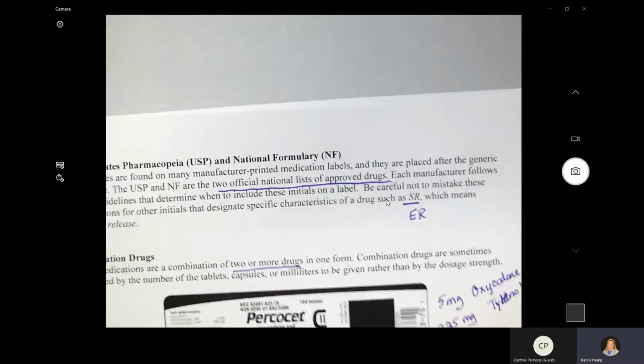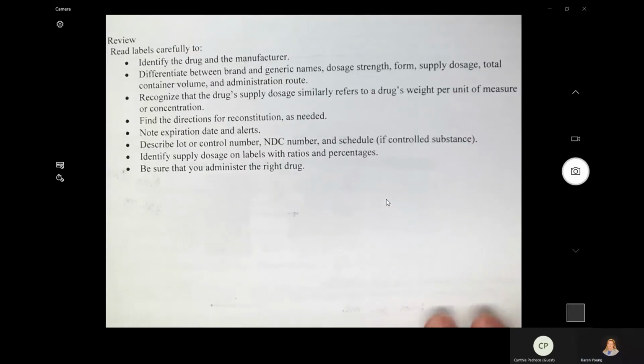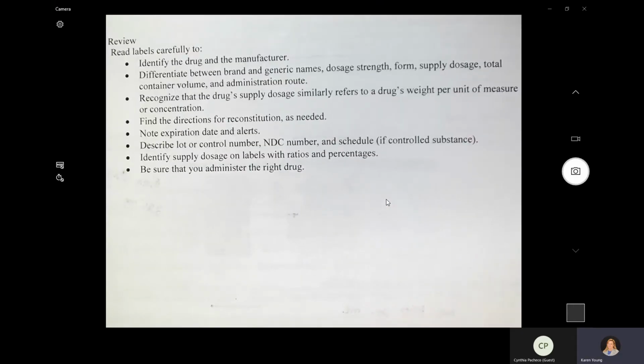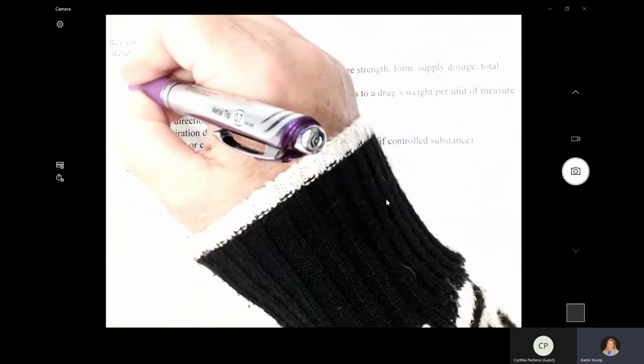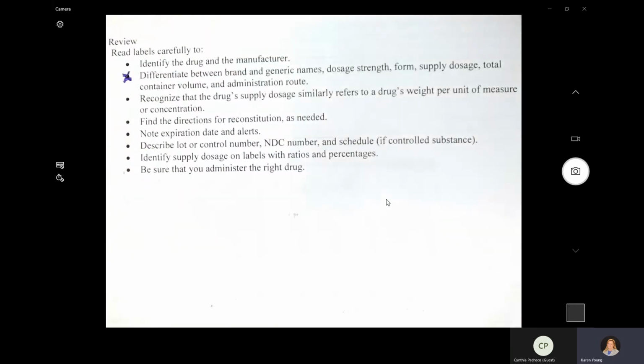And then this last page is just kind of a review. Things that you need to know. Identify the drug and the manufacturer. Differentiate between the brand and generic names, the dosage strength, the form, supply dosage, total container volume, and administration route. These will be on the test. Being able to know those. Identify those.